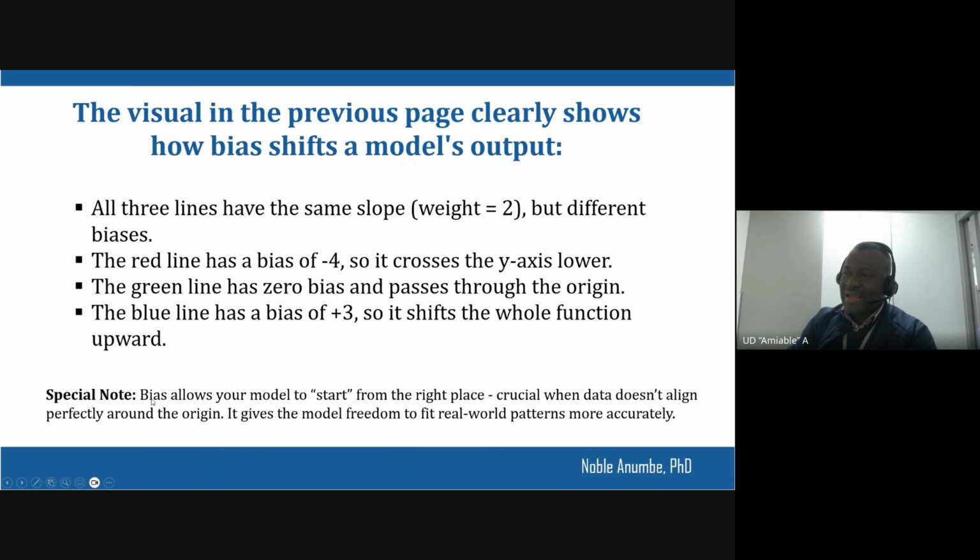So it says bias allows your model to start from the right place. That's what bias does for you, right? It is crucial when data doesn't align perfectly with the origin. So if the data doesn't align perfectly with the origin, what do you do? You move the model to the point, right? So that's why bias is important. It gives the model freedom to fit real world patterns more accurately, right?